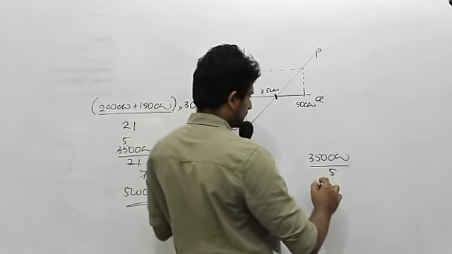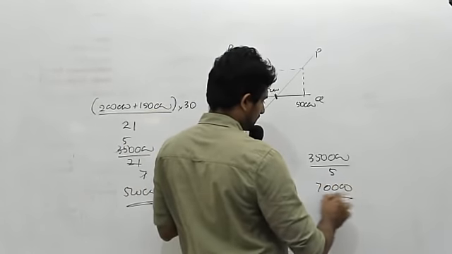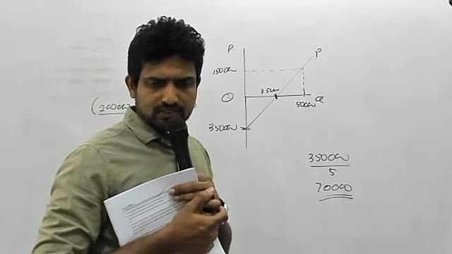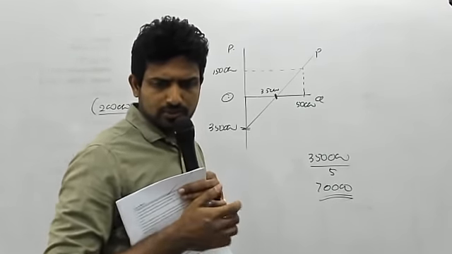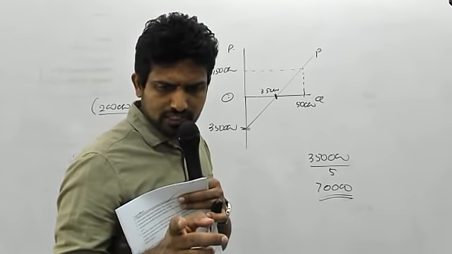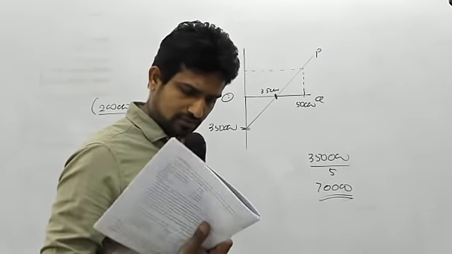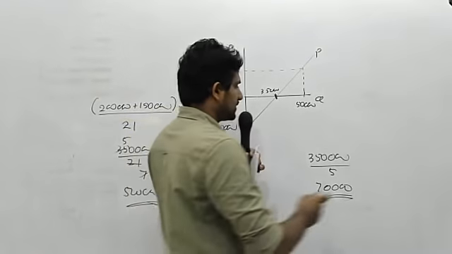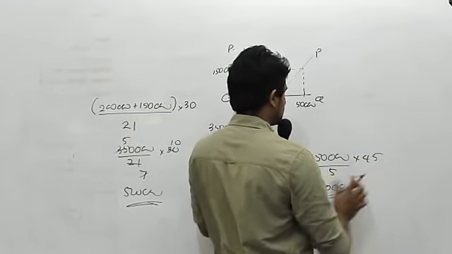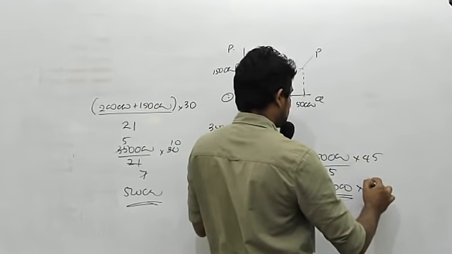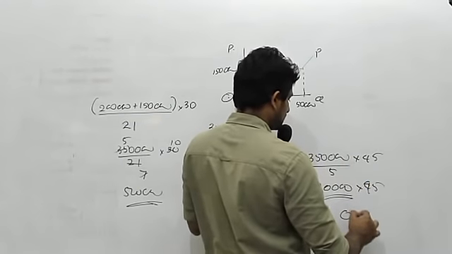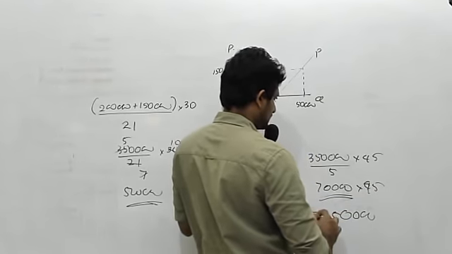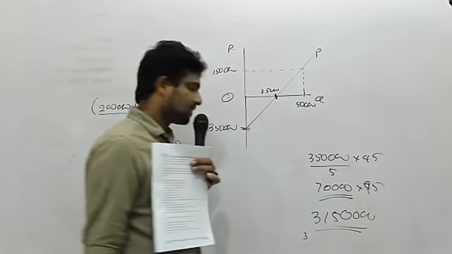Is it 70,000 units? Yes. They are asking sales value. Sorry, this into selling price 45. 70,000 into 45. Okay? Yes, yes. Your answer is correct. 3,150,000.